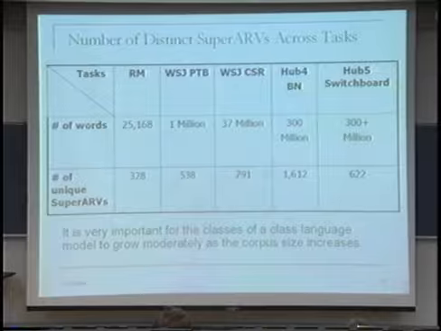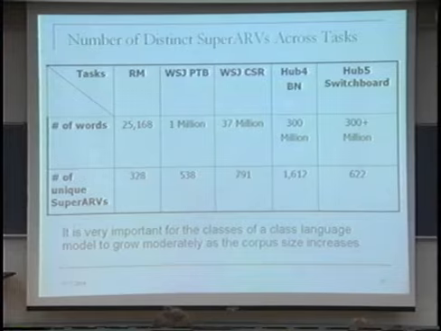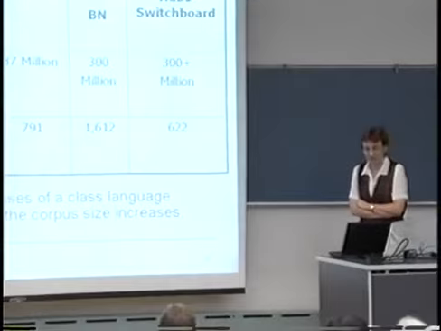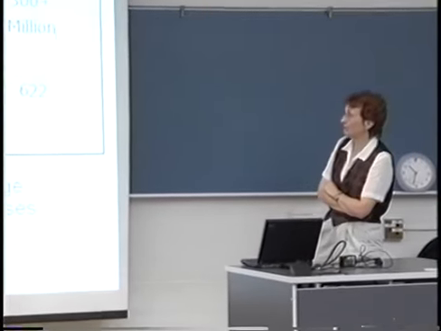Then we scaled up to the Wall Street Journal Penn Tree Bank, because everybody had been working on the Penn Tree Bank, so it was appropriate. We simply created a CFG to CDG converter, and then used that in order to enumerate the super ARVs. There were 538. We thought that was pretty cool. That's 1 million words. If you go to the CSR task, there is a lot more training data.